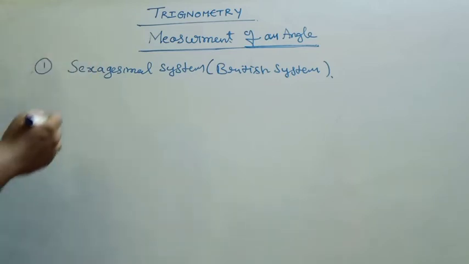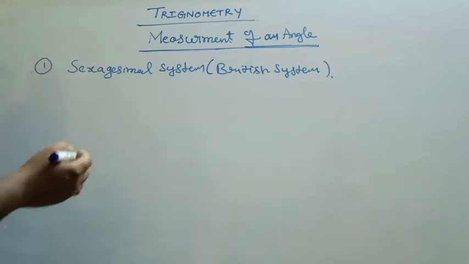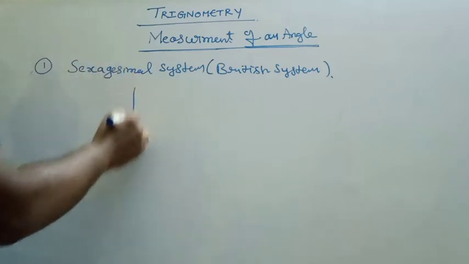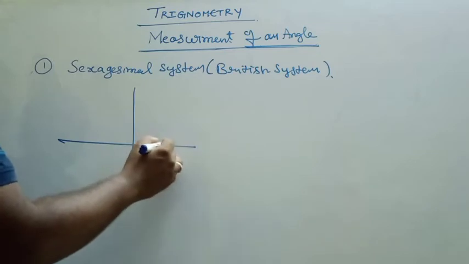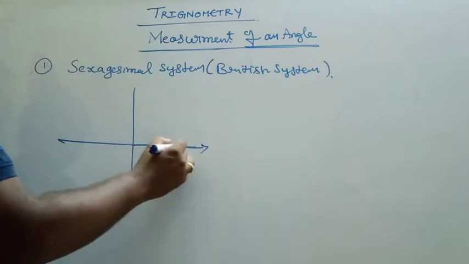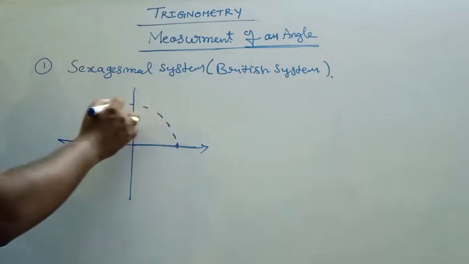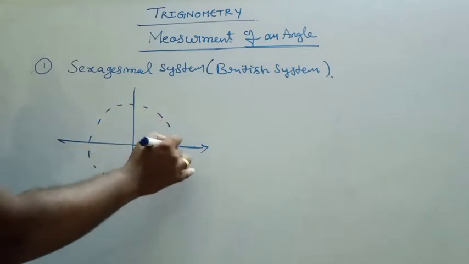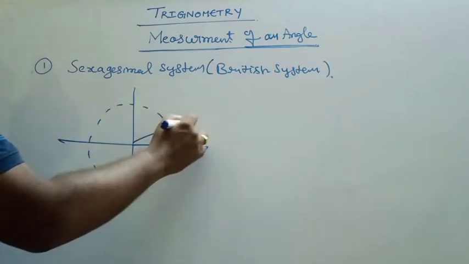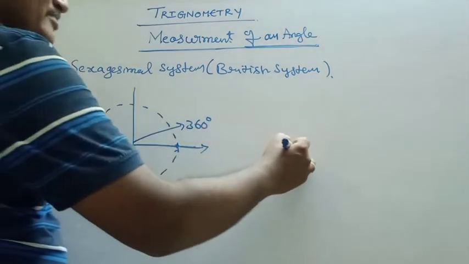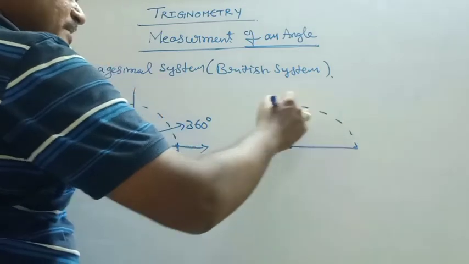Now, what is the sexagesimal system? They have divided one complete angle. If you take an initial ray here and one complete angle like this, this is what they have denoted as 360 degrees. That means whenever you have an initial ray, one complete angle.